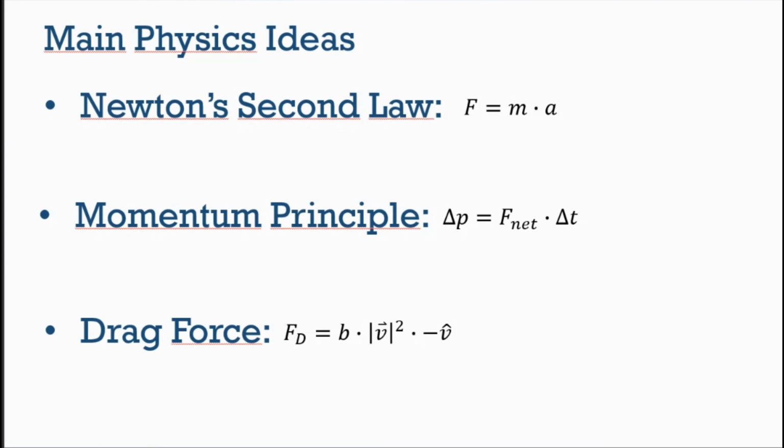The drag force states that there is a force opposite to the direction of motion. This force has the magnitude of a proportionality constant b times the square of the speed. In our model, this drag force will cause the net force to have a lower magnitude than expected due to it being in the opposite direction of gravity.